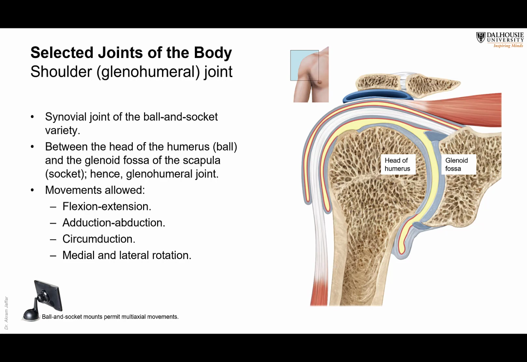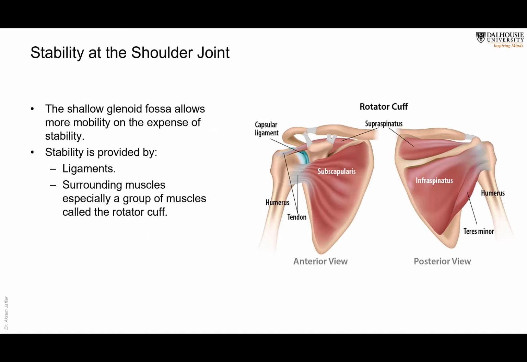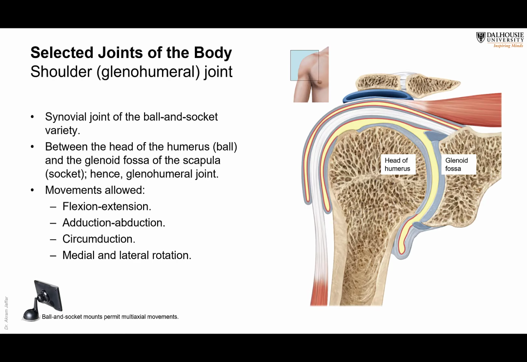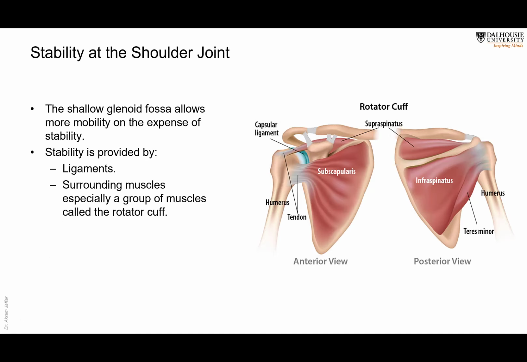This ball and socket joint allows movements in 3 planes. So it allows adduction, abduction, flexion and extension, and then it allows rotation. So movements in 3 planes are allowed in a ball and socket joint. And another example of a ball and socket joint is the hip joint, but the hip joint is more stable than the shoulder joint.